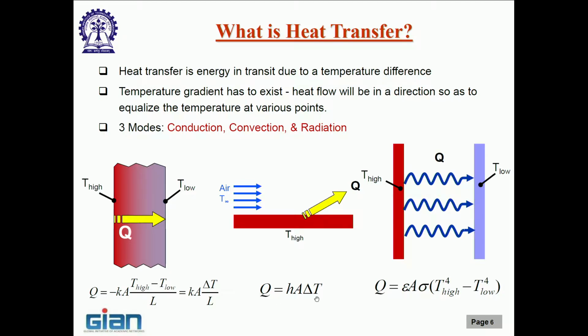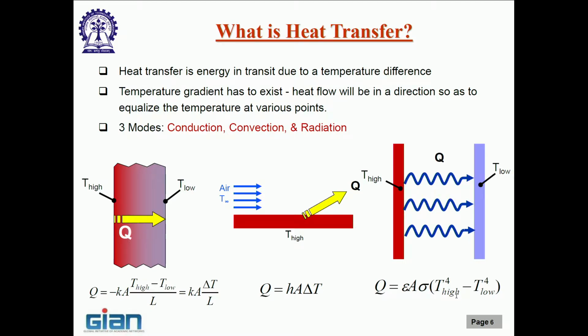So, therefore, how much heat will get lost because of this is H A delta T, where delta T is again the temperature of the plate or the hot surface minus the temperature of the ambient to which it is losing the heat. Okay. The last one is radiation, which is given by this expression.